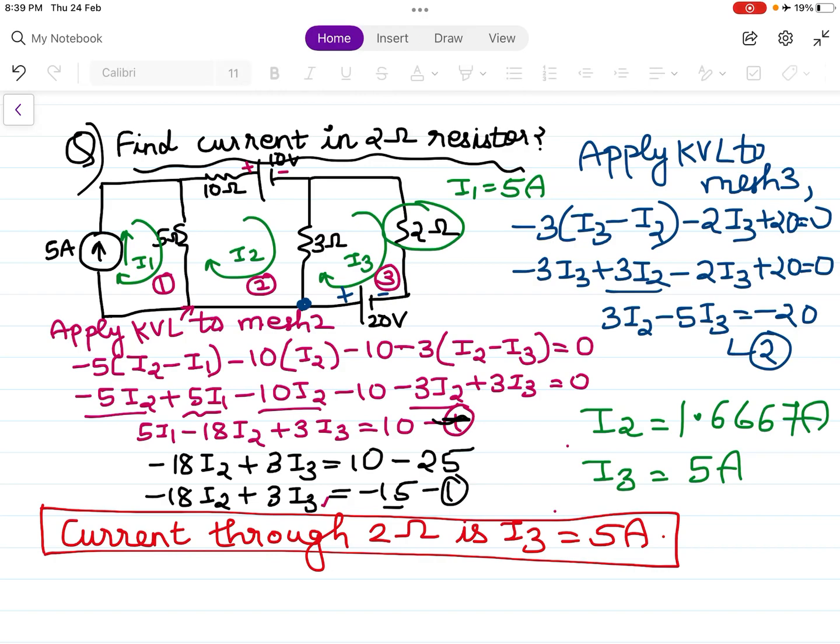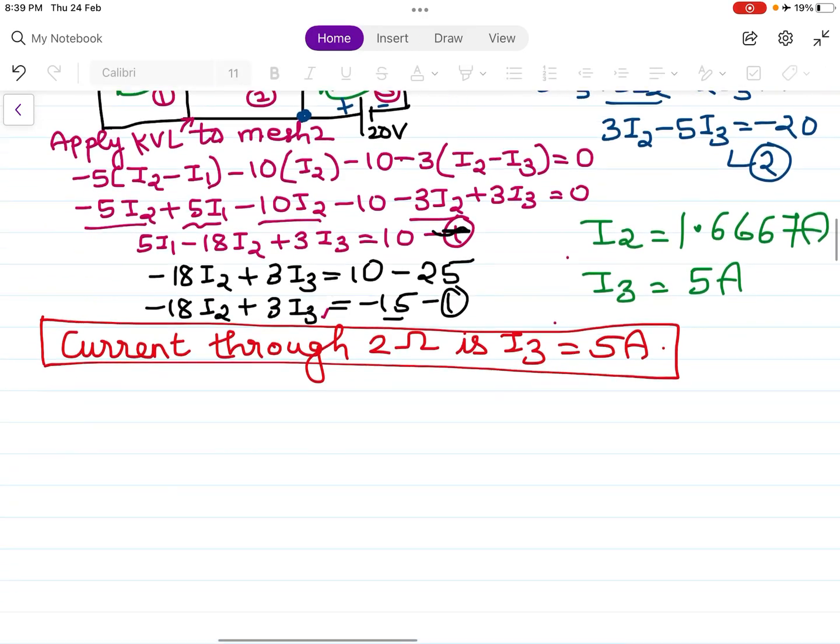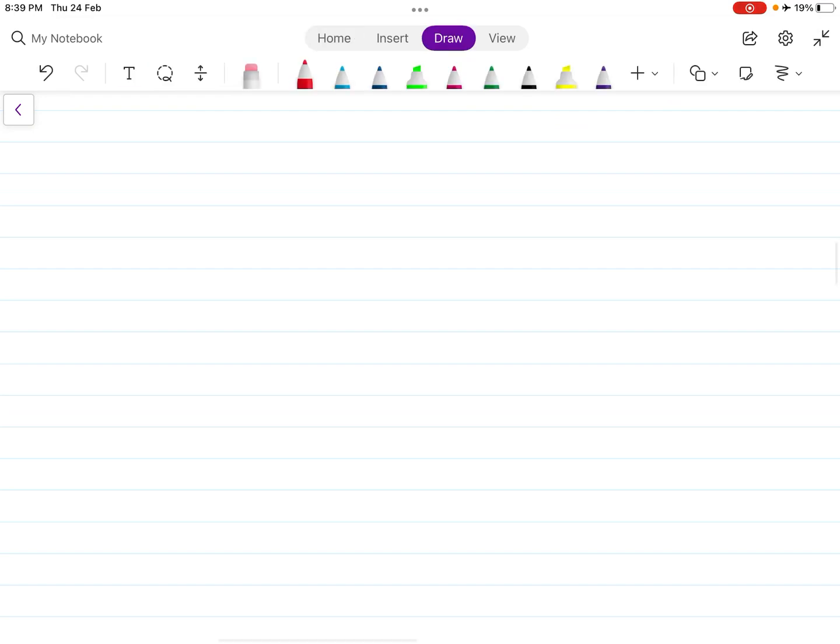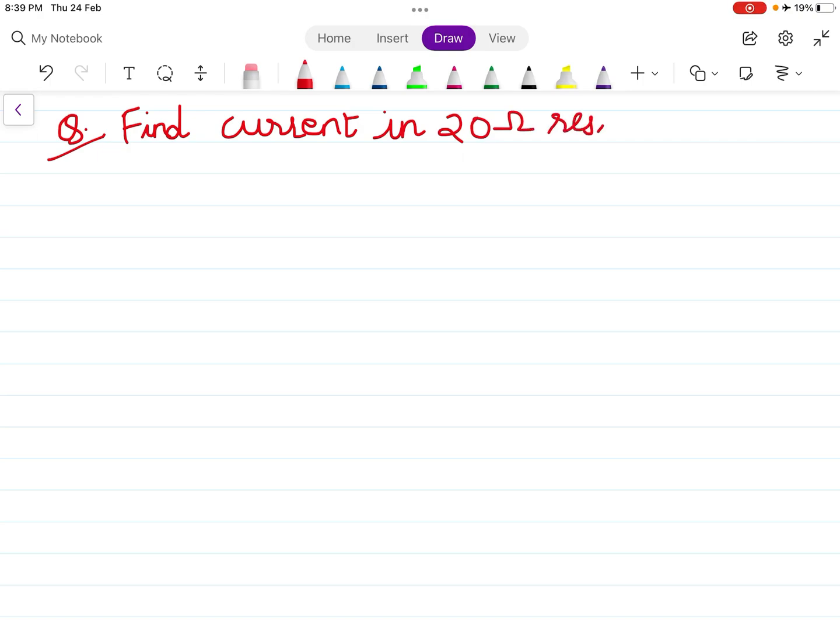Okay. Next question. Next question is find current in 20 ohm resistor. Find current in 20 ohm resistor.